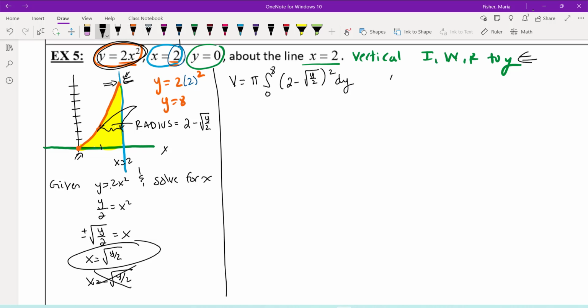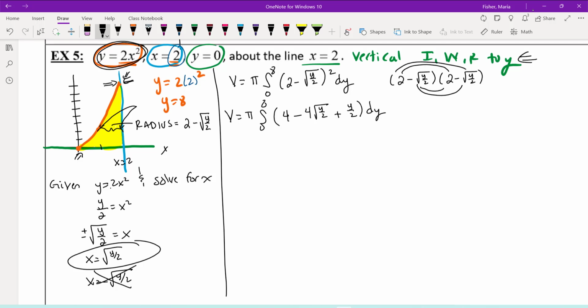Well, if you write that twice to make sure you don't make a mistake when you FOIL, you end up with 2 times 2 is 4, minus 2 square roots of y over 2, minus another 2 square roots of y over 2 is minus 4 square roots of y over 2. And then the square root of y over 2 times the square root of y over 2, and that's just going to be plus y over 2.